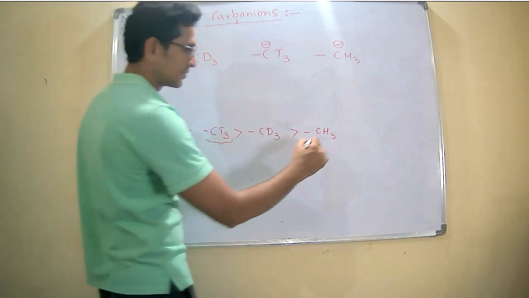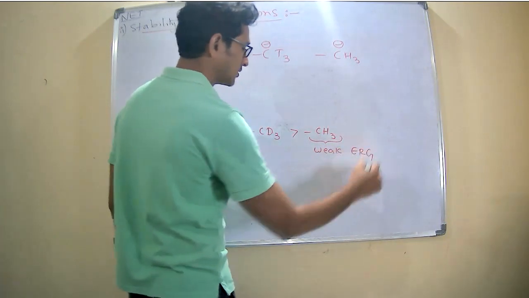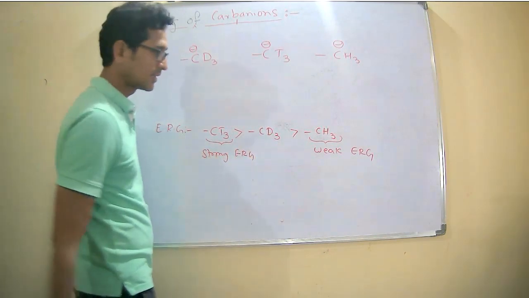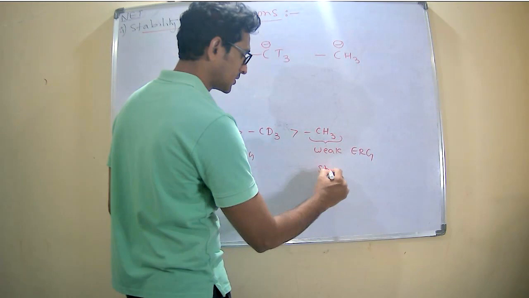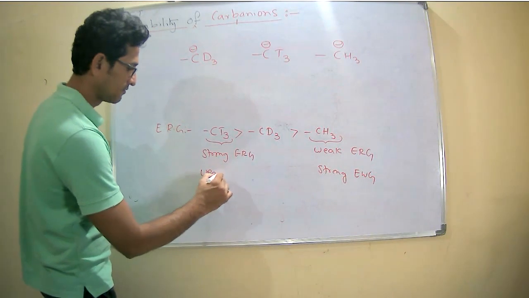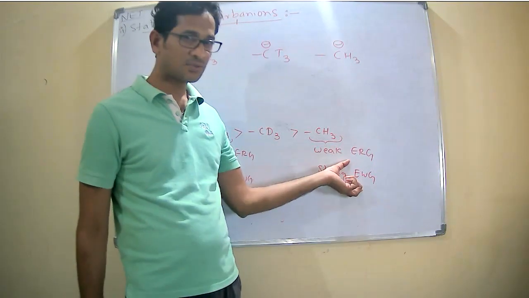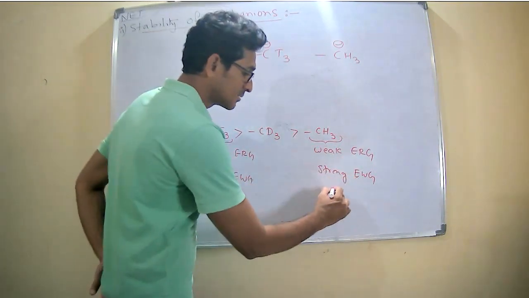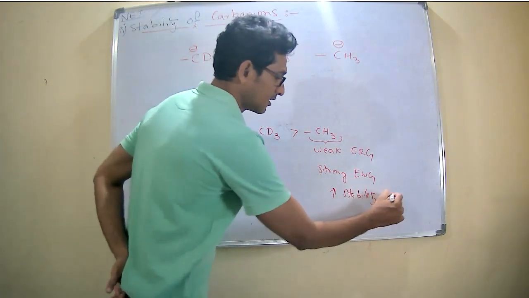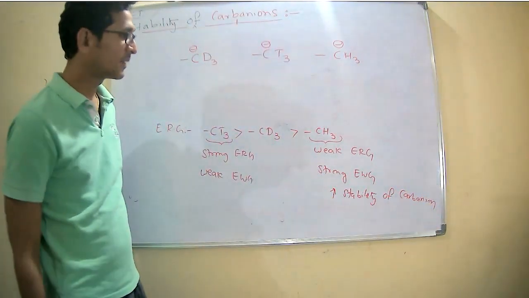Strong electron releasing group, weak electron releasing group, weak electron releasing group, strong electron releasing group. Then see here, once it is a weak electron releasing group, therefore strong electron withdrawing groups, weak electron withdrawing group. Now see here, once it is a strong electron withdrawing group, it can increase the stability of the carbanion.